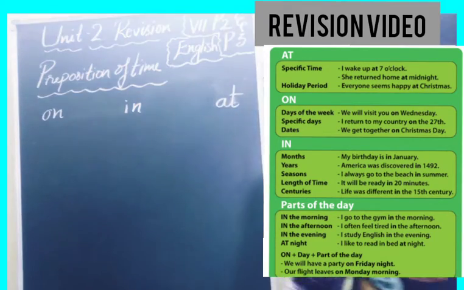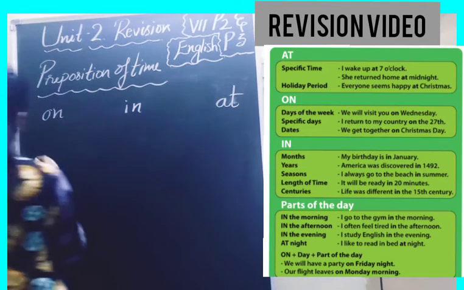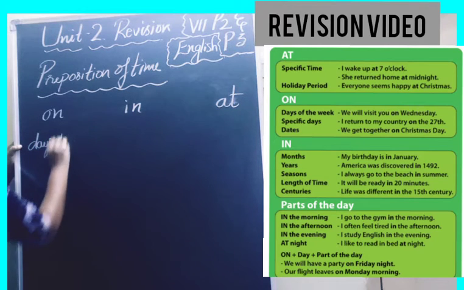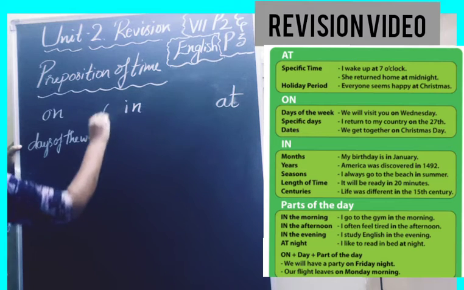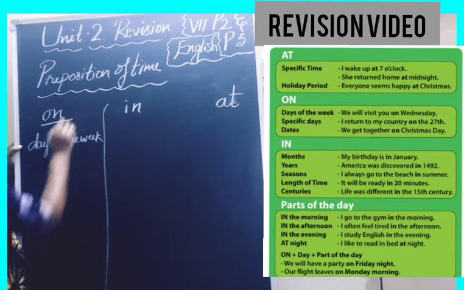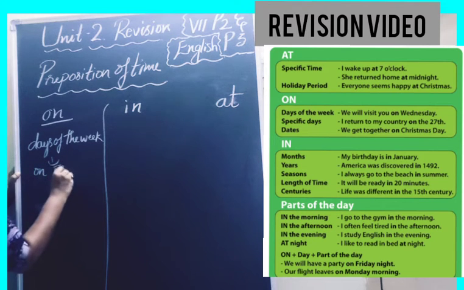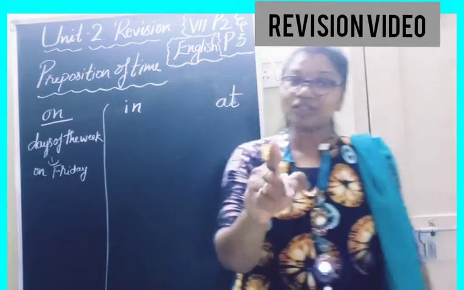As it is given in your textbook itself, on is used first before the days of the week. For days of the week, we are using on. For example, on Friday, on Monday. You shouldn't say in Friday. I'm going to visit you on Friday.